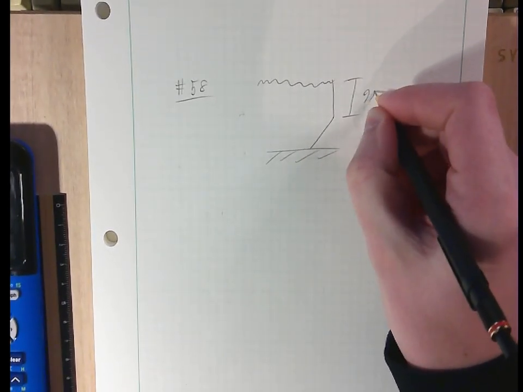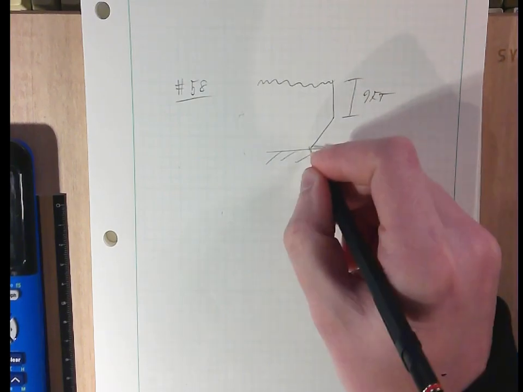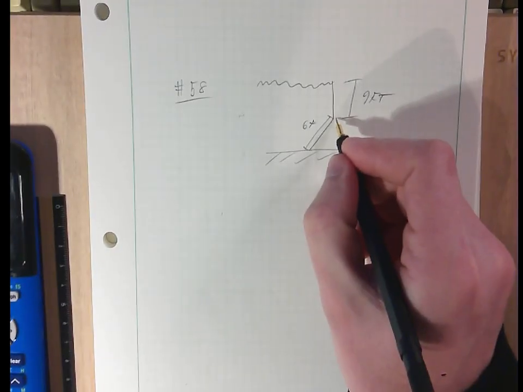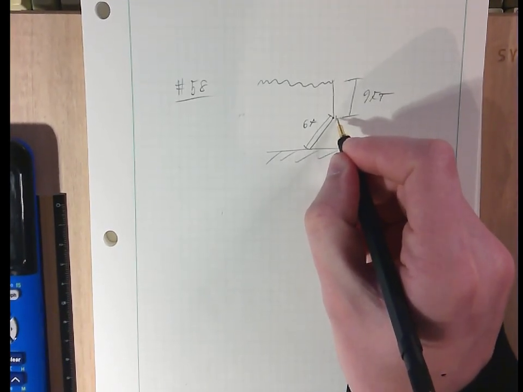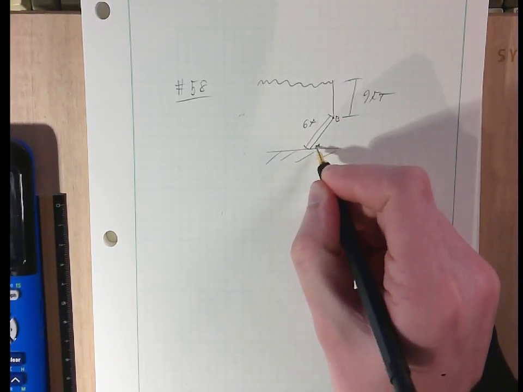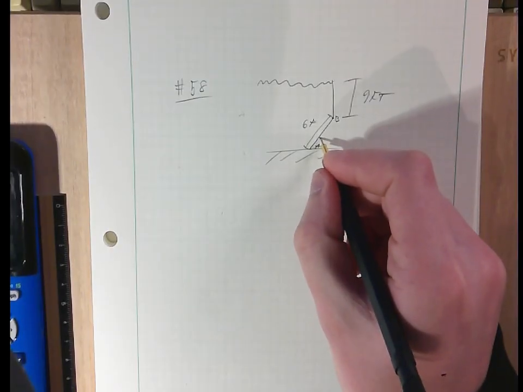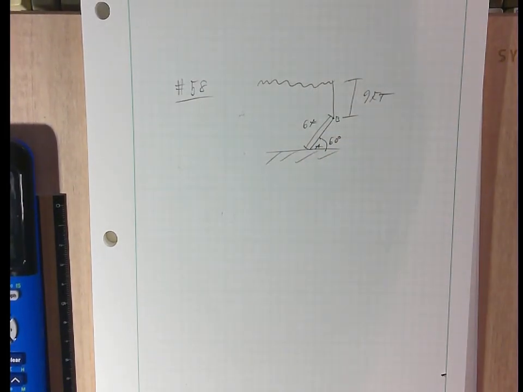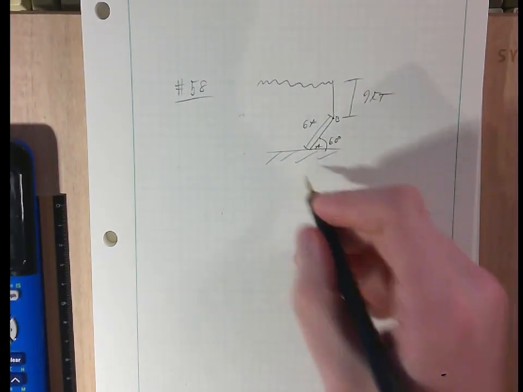This is 9 foot, 6 foot here on our gate. Okay, this is going to be point B, this is going to be point A, and this angle is 60 degrees. Okay, we have everything we need now.